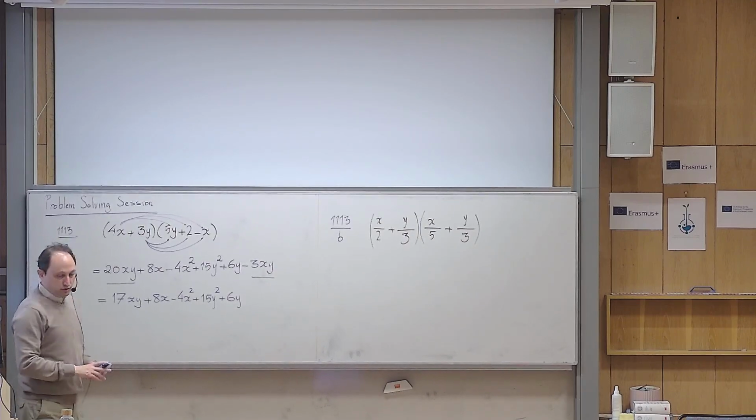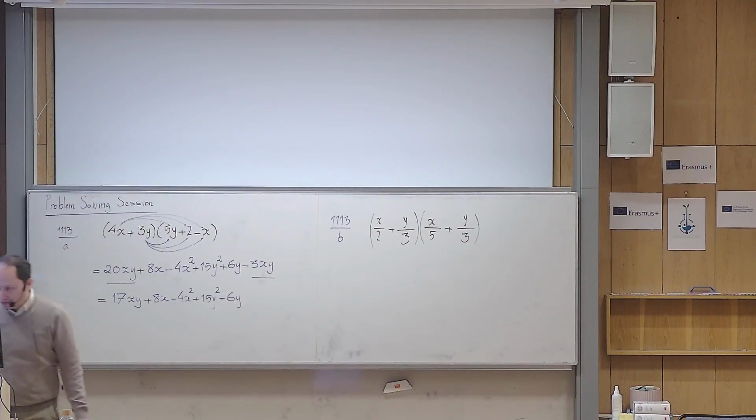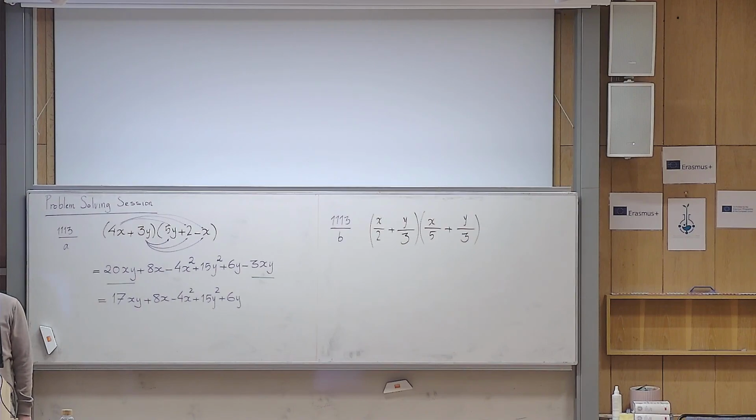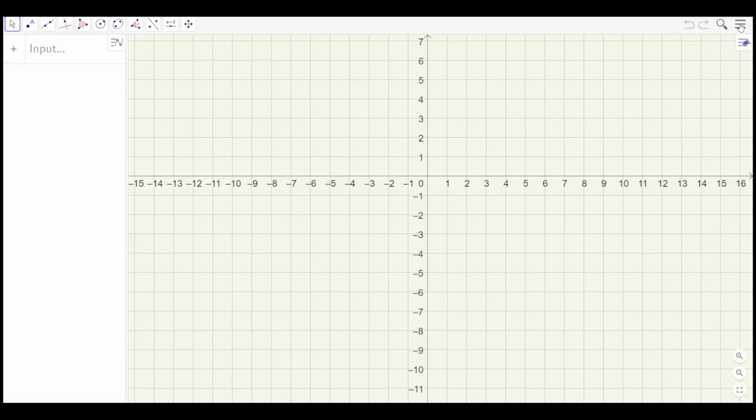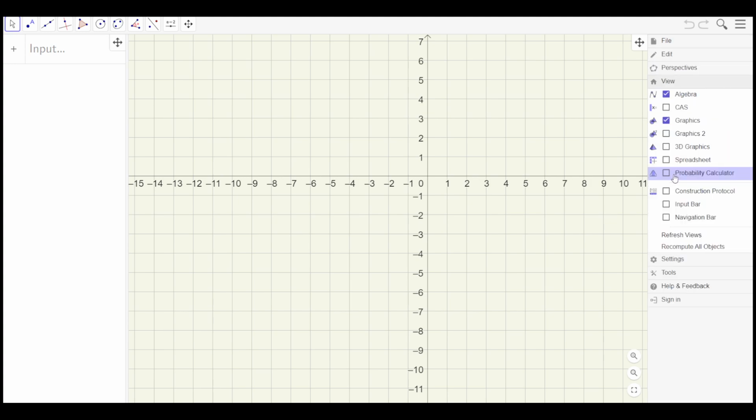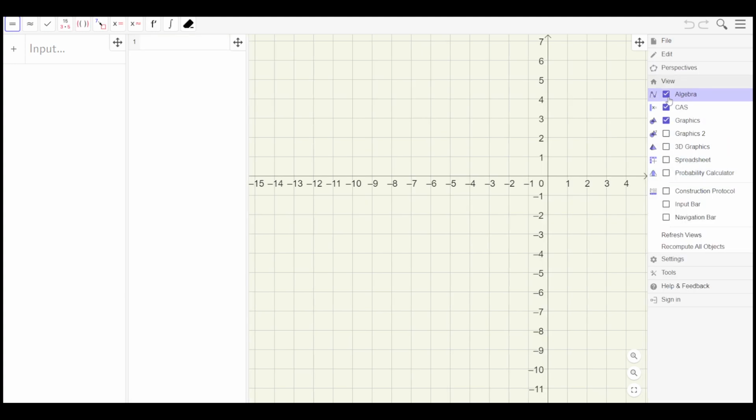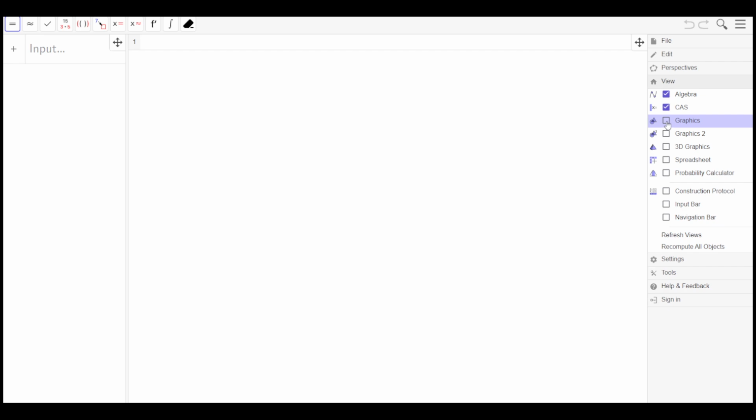Okay, it's also good to review how we can do this in GeoGebra. So do you remember what we are supposed to do if we want to do it in GeoGebra? Yeah, you can choose the CAS view, I think. For algebraic calculations, the CAS view is better. So I choose the CAS view. I don't need graphics, so I will take it off. I also don't need algebra there.